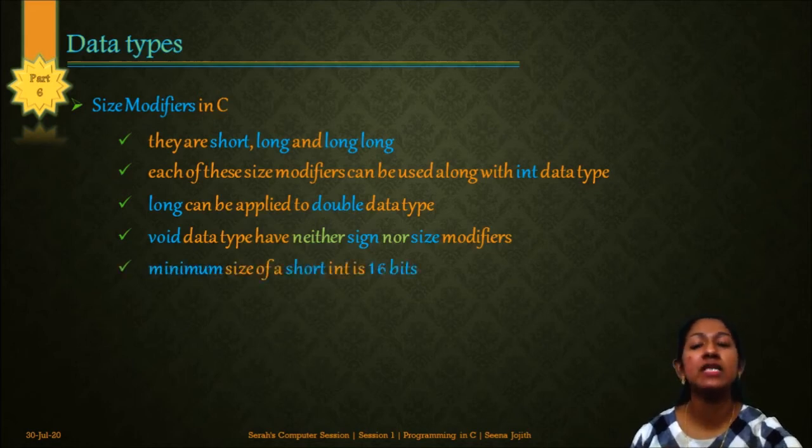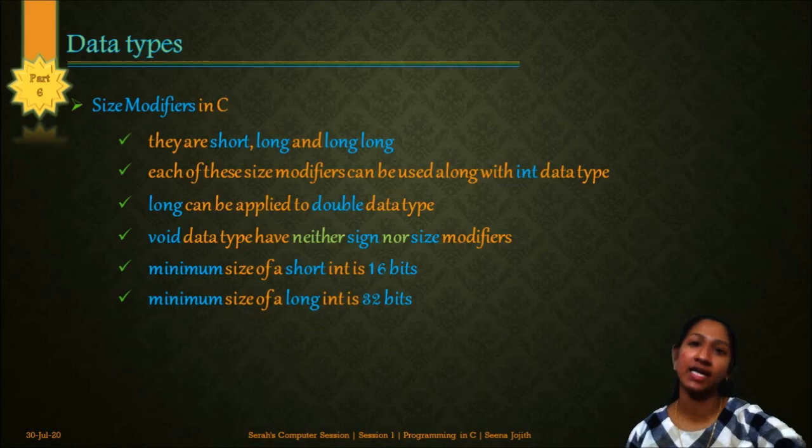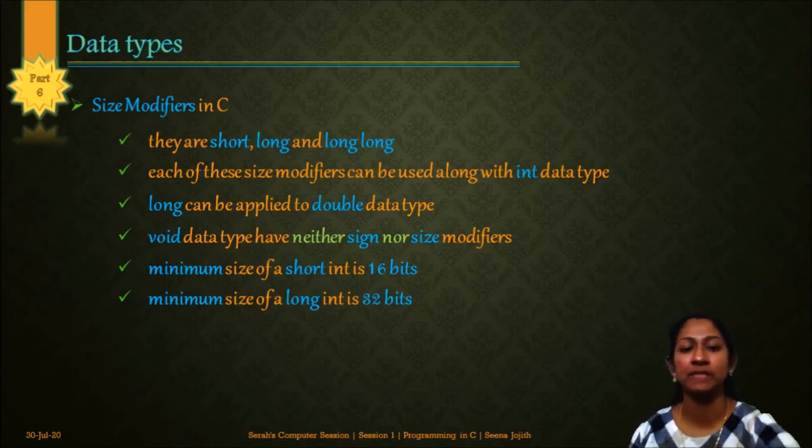And the minimum size of short int is 16 bits. The minimum size of long int is 32 bits. That's what I explained in the previous slide. You will get to see 16 along with short and 32 along with long as the minimum values for the 16-bit machine.